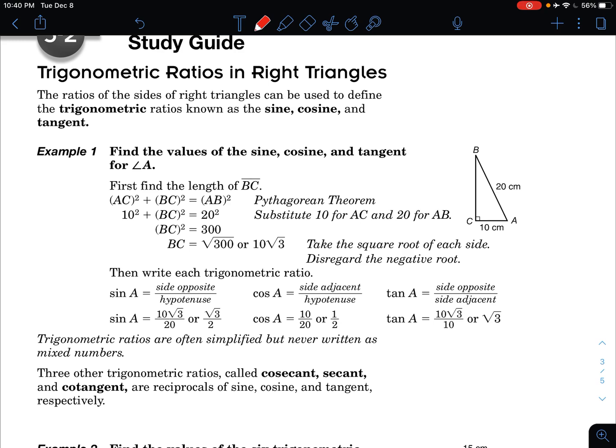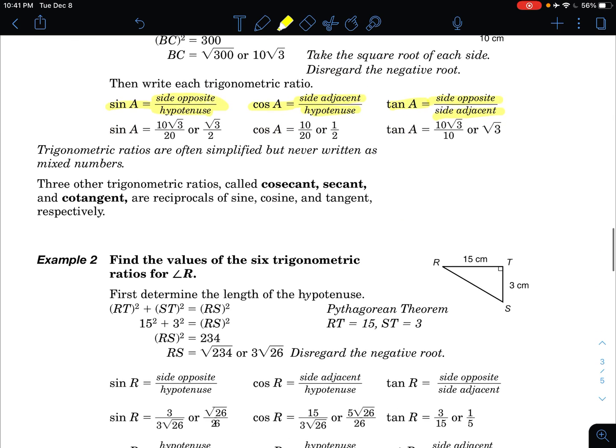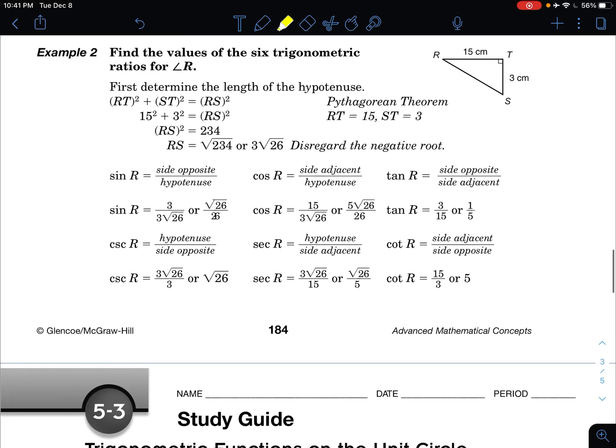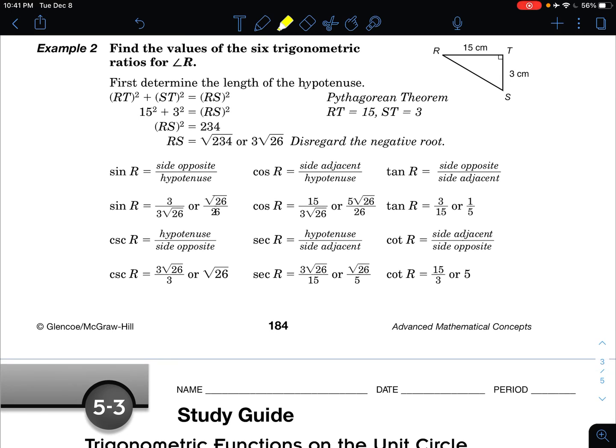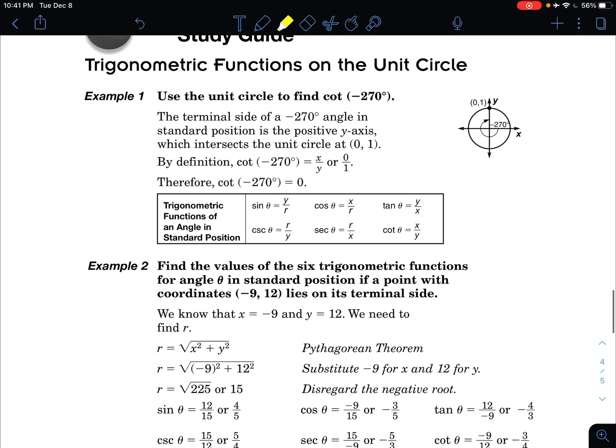Here's your Pythagorean theorem. Make sure you know that. And here are your trig ratios. Sine is opposite over hypotenuse. Cosine is side adjacent over hypotenuse. Tangent is opposite over adjacent. And don't worry about all 6. We're still just going to use 3 trigonometric ratios on the test. Tangent, sine, and cosine.